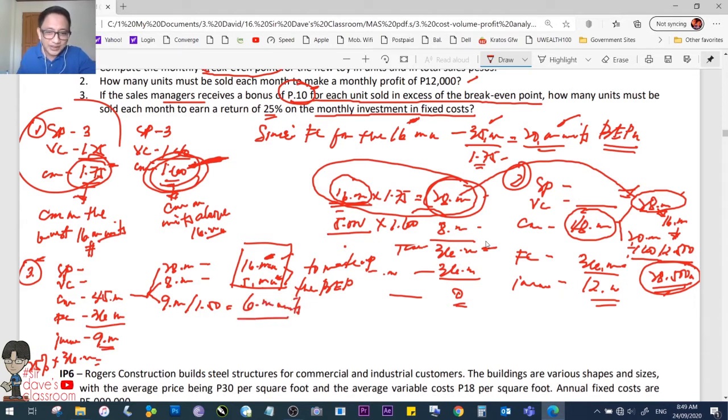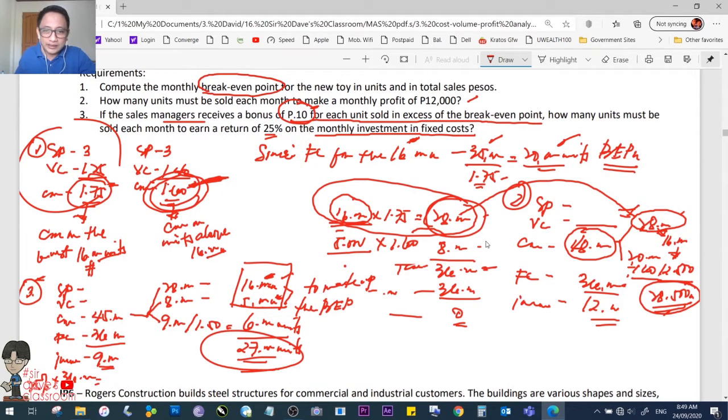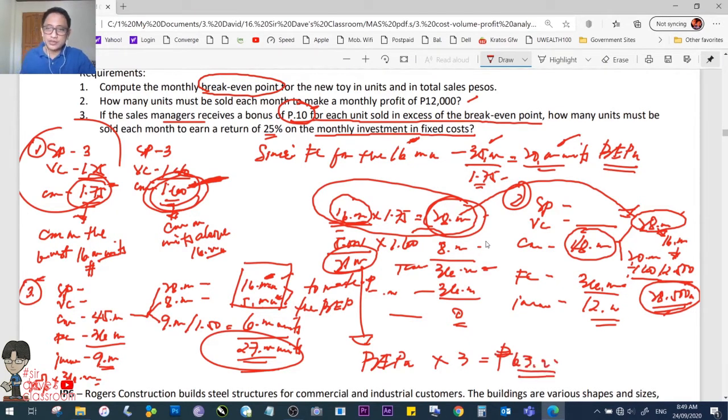Alright? Ibig sabihin, you have to sell 27,000 units. Final answer dito sa ating requirement number 3 to satisfy yung gusto ng number 3 na 25% return on the monthly investment in fixed cost. Okay, now let's go back dun sa ating number 1. Nakalimutan natin. Sa number 1 natin, ano ba yung tanong sa number 1? 21,000, eto po tayo, yung ating break-even point in units. So, simply, dahil gusto niya in pesos din, you simply multiply that by 3 pesos, yung ating selling price. So, again, this one would be 63,000 pesos. Answer in number 1, 21,000 units, 63,000 pesos.